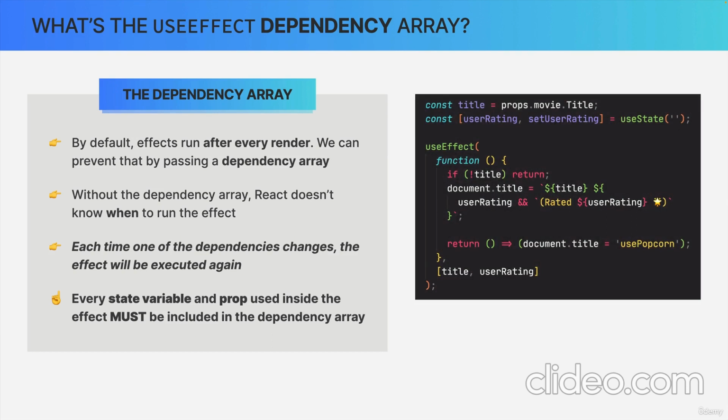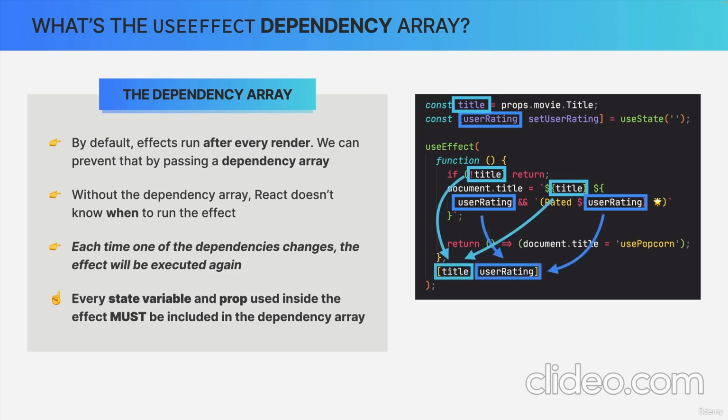And the code here is really not important. What matters is that the effect uses the title prop and the user rating state. We can clearly see at the top of the code that title is indeed a prop and that user rating is indeed a piece of state. Therefore, both of them must be included in the dependency array.